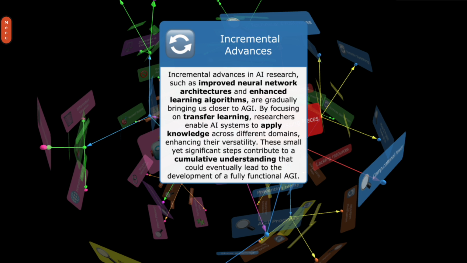Incremental advances in AI research, such as improved neural network architectures and enhanced learning algorithms, are gradually bringing us closer to AGI. By focusing on transfer learning, researchers enable AI systems to apply knowledge across different domains, enhancing their versatility. These small yet significant steps contribute to a cumulative understanding that could eventually lead to the development of a fully functional AGI.